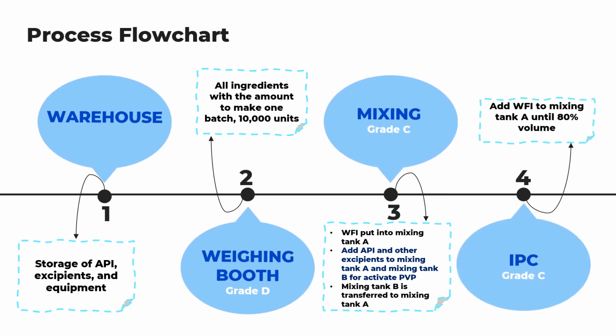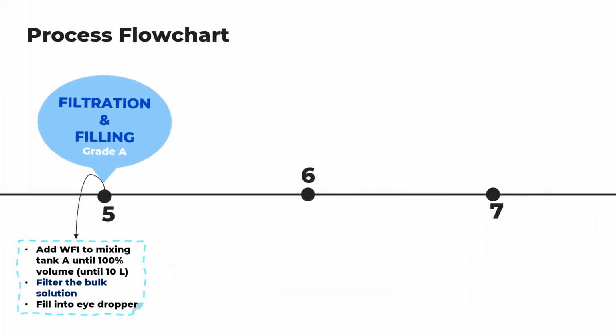Then, the volume for mixing tank A is added with water for injection until 80% of the desired volume to undergo IPC. The solution pH is adjusted to the target pH using NaOH and HCl solution. After the pH is adjusted, next is moving on to the grade A room.